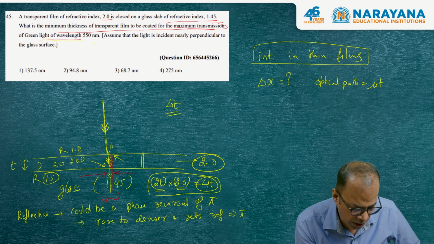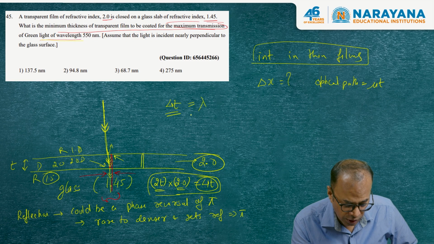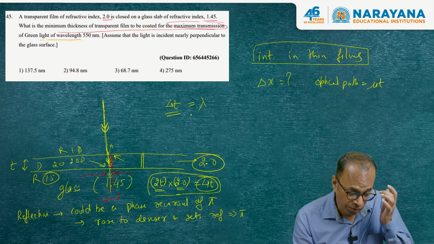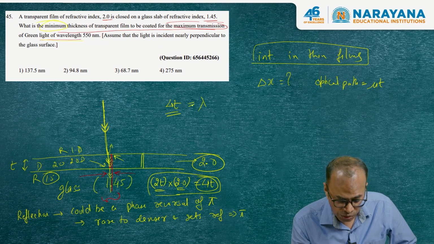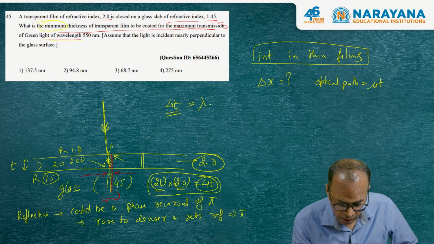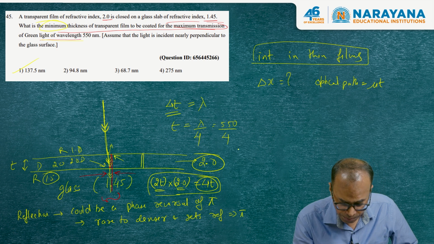Now what we are interested in is maximum transmission. For maximum transmission, this path difference should be lambda. Minimum thickness, so n lambda is what we need. We should take n lambda, but we will take only lambda. So t is lambda by 4. Lambda is 550 nanometer. We will divide it by 4. So 550 divided by 4. So answer is option 1.